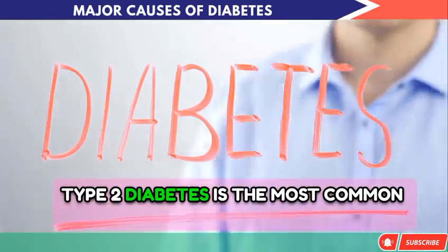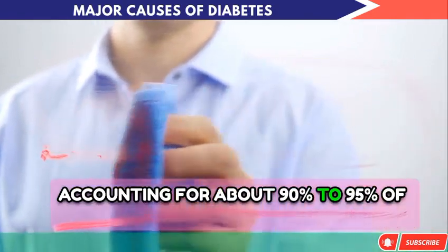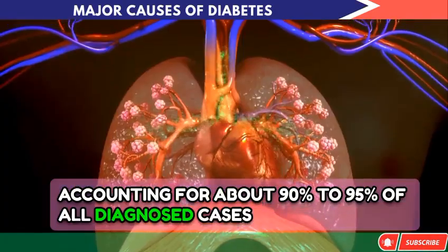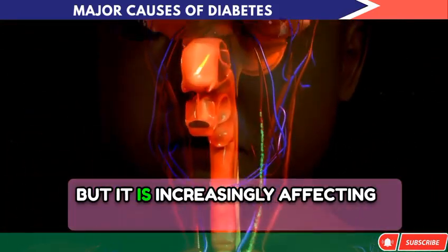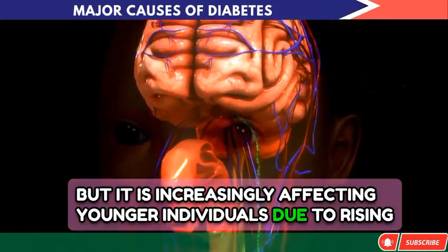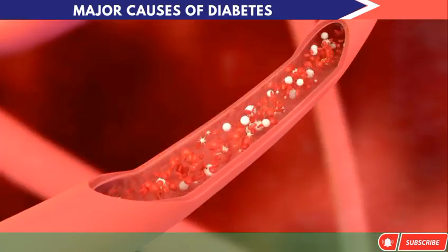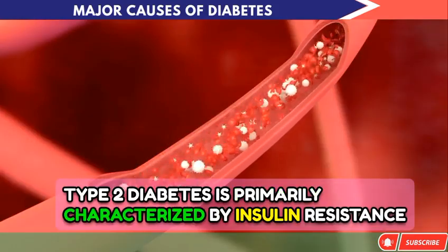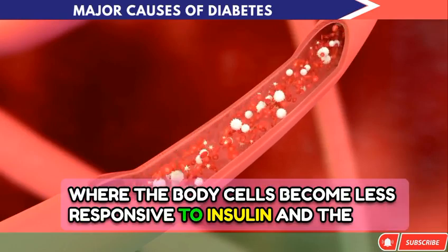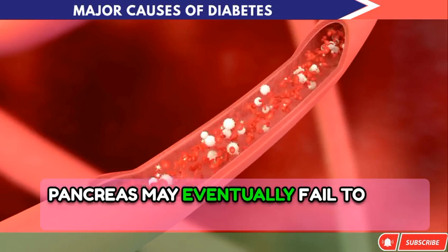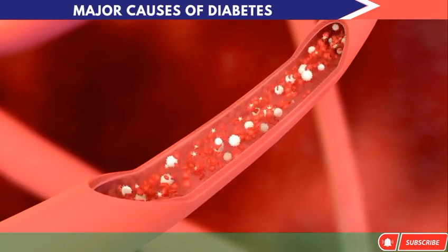2. Type 2 diabetes. Type 2 diabetes is the most common form of diabetes, accounting for about 90% to 95% of all diagnosed cases. It usually develops in adulthood, but it is increasingly affecting younger individuals due to rising rates of obesity and sedentary lifestyles. Type 2 diabetes is primarily characterized by insulin resistance, where the body's cells become less responsive to insulin, and the pancreas may eventually fail to produce enough insulin to compensate for this resistance.